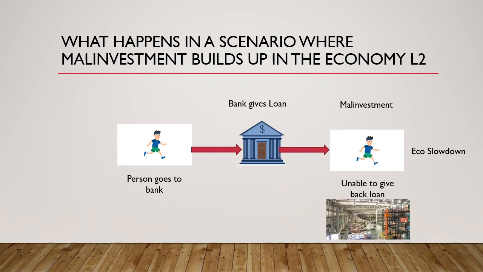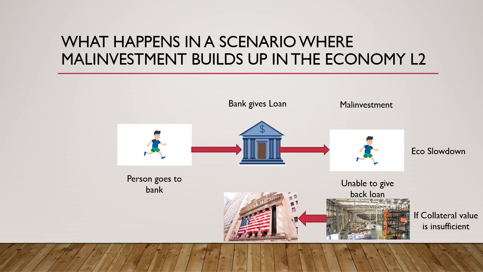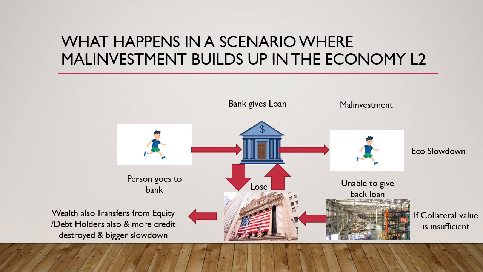Let's take the situation a step further, and let's say that the malinvestments in the economy are much deeper, in which case the value of the collateral is insufficient to meet the value the bank has lent to the person in the first place. And so this time the help of the private investors is taken, as the bank issues more equity, and so the value of existing equity holders declines. In other words, there's a wealth transfer, this time from the debt and equity holders or investors as well, and more credit is destroyed. So the deflationary pressure is much more in this case.